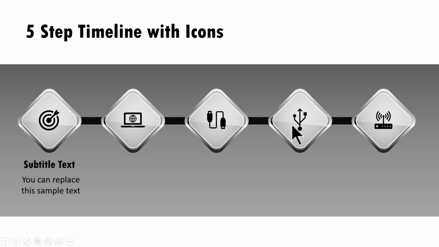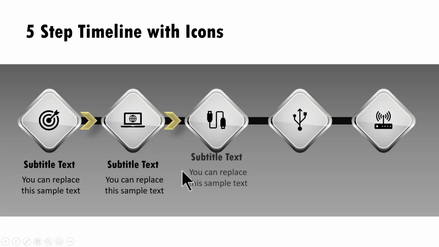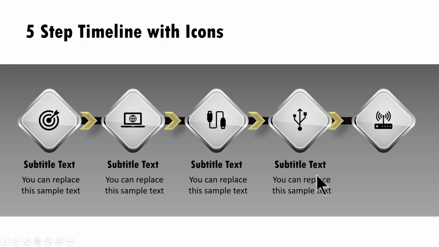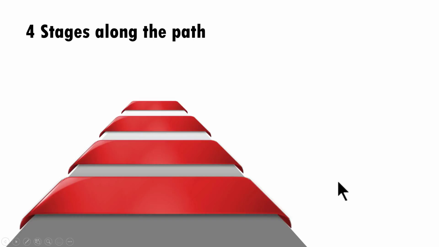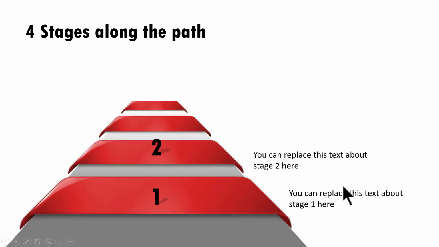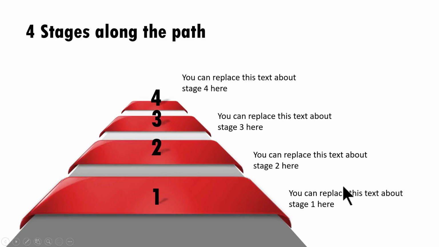You can see that all the icons are displayed right at the beginning, and we will provide explanation for each stage like so. Can you see here? These things can really give a lot of variety in the way in which you provide your explanation. And the final one is this visual that shows 4 stages along the path. On a click, you can bring the explanation for each of the 4 stages.